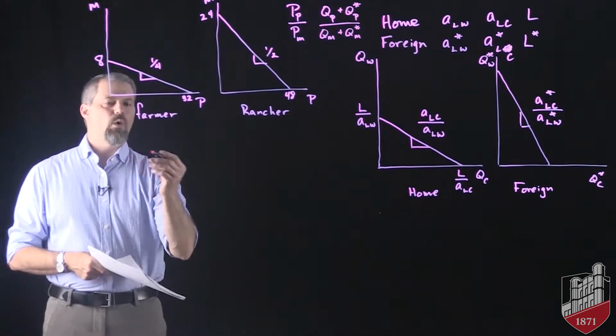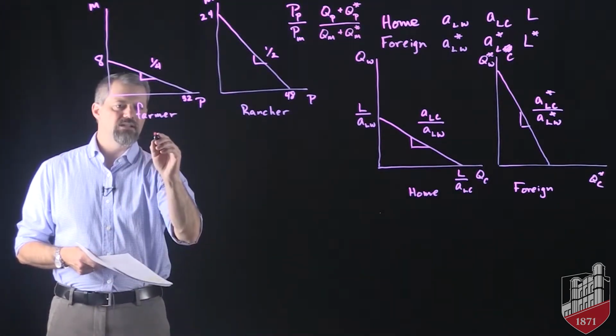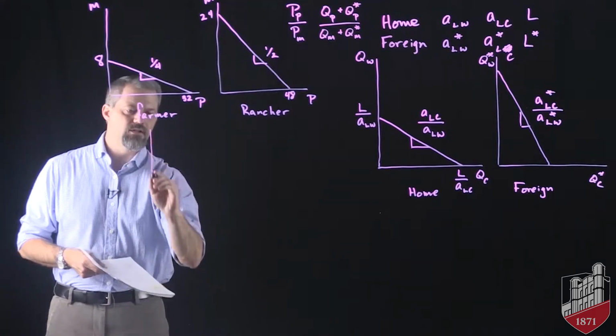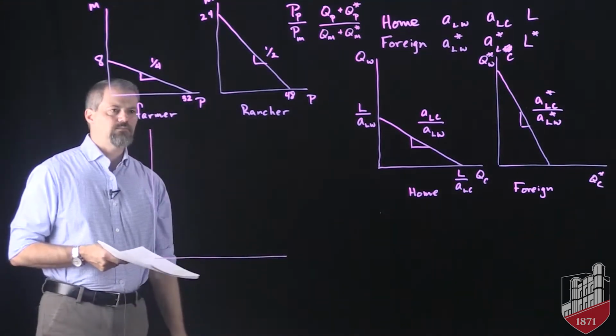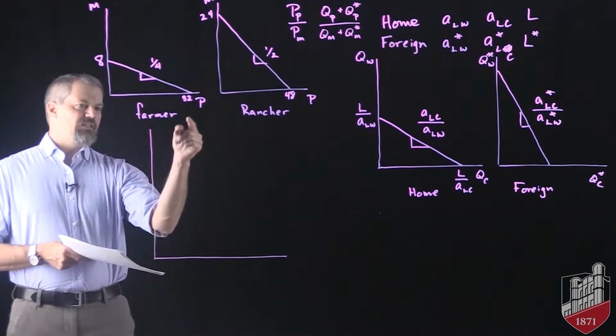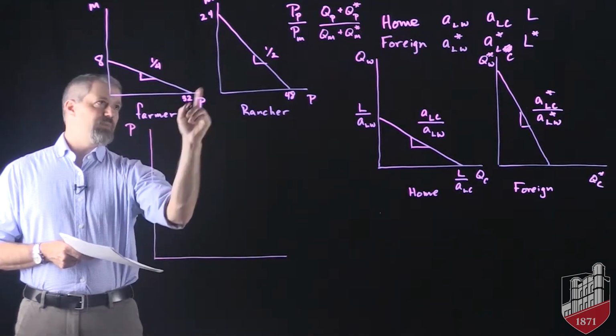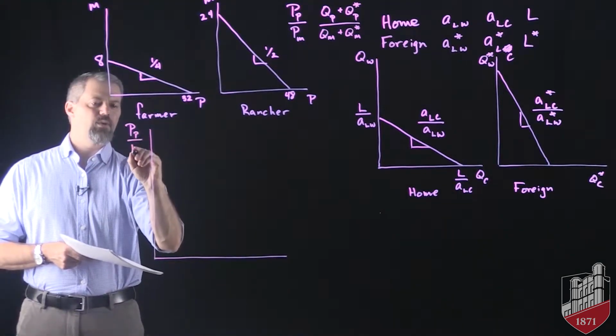Now let's talk about what the relative demand and the relative supply picture is going to look like. So this is going to be a demand-supply picture. Up here on the vertical axis, we're going to have the relative price. That's going to be the price of potatoes divided by the price of meat.